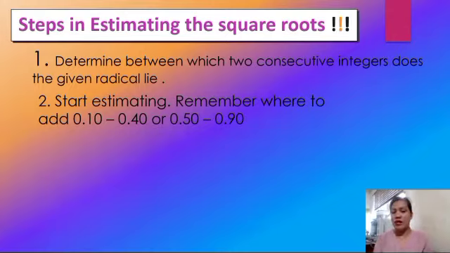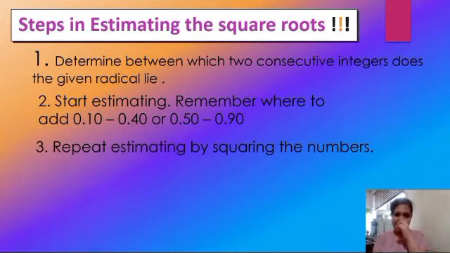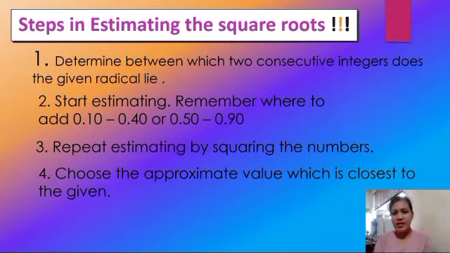So, you need to remember lang kung saan tayo mag-a-add ng 0.10 hanggang 0.4, and then 0.5 hanggang 0.9. Next, repeat estimating by squaring the numbers. So, yung decimal na hinanap natin, i-multiply lang natin sa sarili niya hanggang sa makuha natin yung number na equivalent dun sa value ng ating radicand. Next, choose the approximate value which is closest to the given. So, for you to understand those steps, let's have an example.